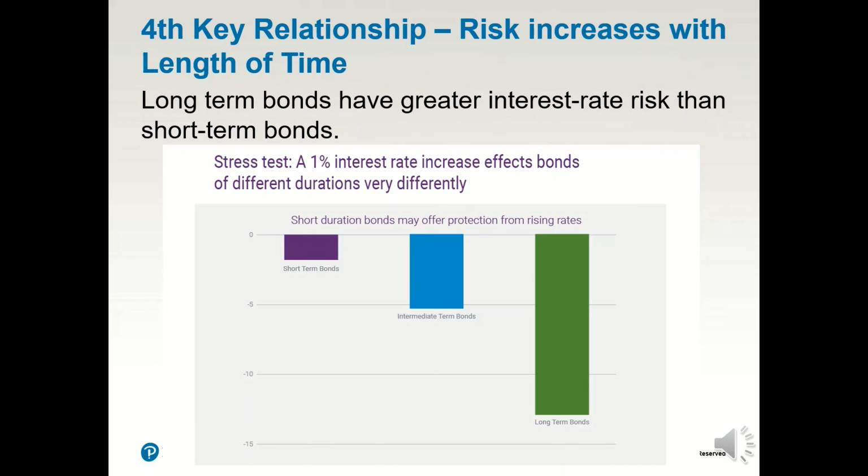The fourth key relationship is that long-term bonds have greater interest rate risk than short-term bonds. This is because of the fixed nature of the interest paid with the coupon rate. If you were holding a 20-year bond, there would likely be a great deal of fluctuation in the market interest rates during that duration. That causes risk for your investment.